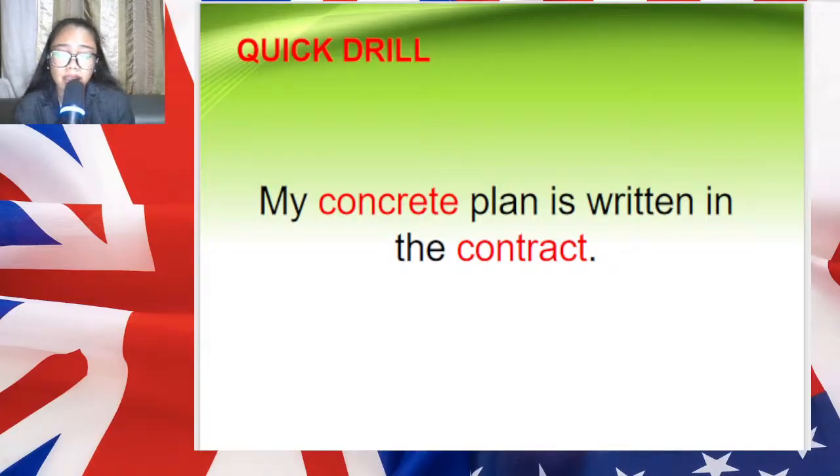So contract here, how do you call that? It's a whole different word from concrete. The quick drills here are as much as possible quick, but we should process everything, okay? So that we can really see if you are understanding what I'm saying so far. Quick drill: my concrete plan is written in a contract.